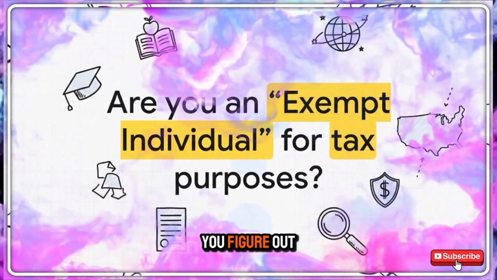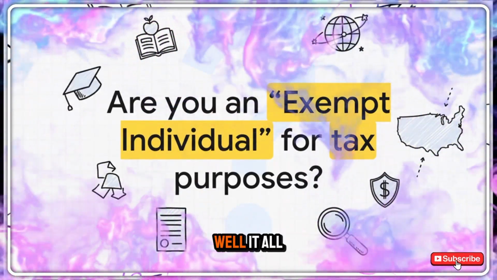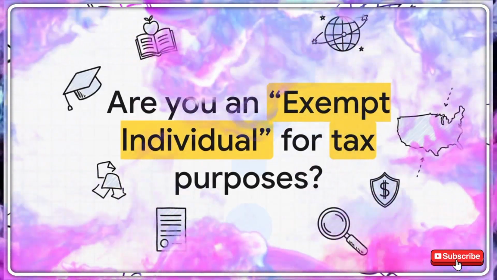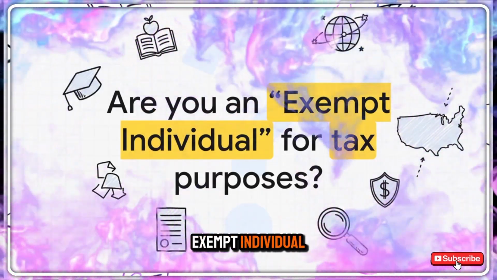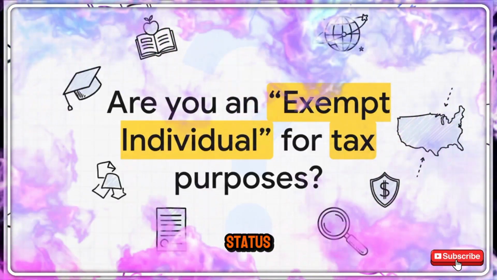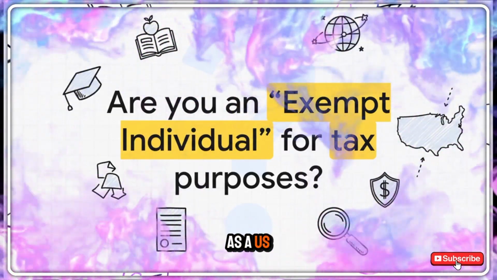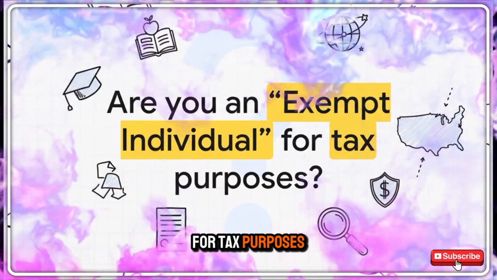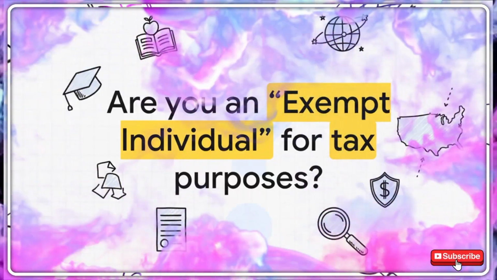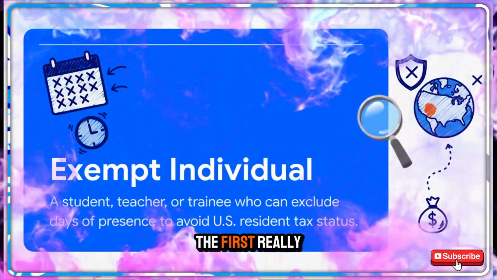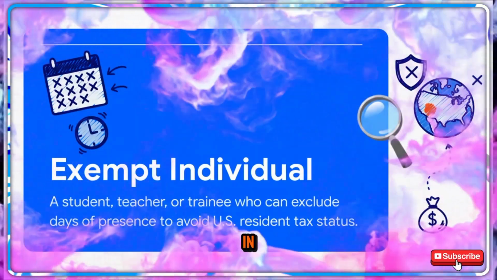So how do you figure out your residency? Well, it all starts with this one critical question. See, being an exempt individual is this special status that lets certain students and researchers avoid being classified as a US resident for tax purposes, at least for a little while. So what exactly does that mean? This is where the first really big benefit kicks in.